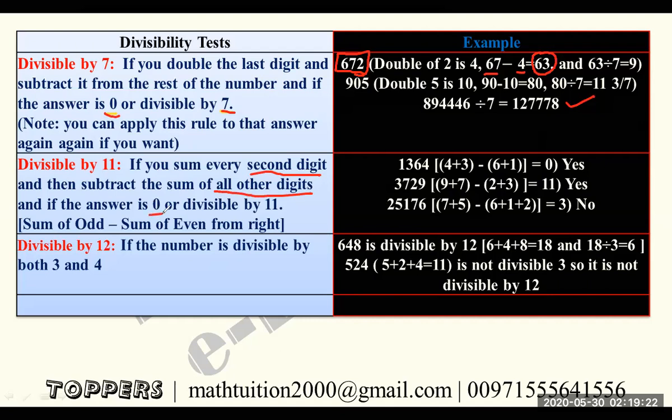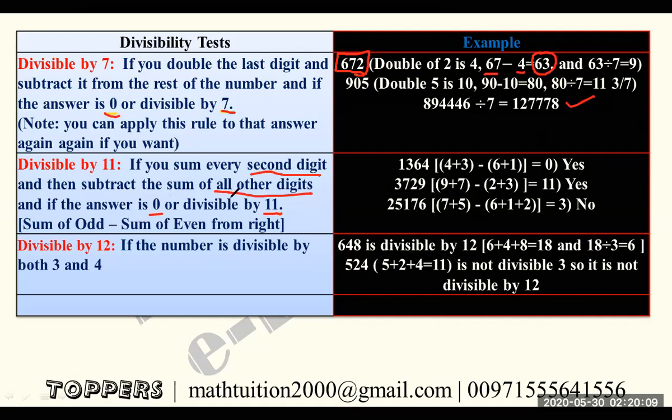If the answer is 0 or divisible by 11, a multiple of 11, then we can say that the number is divisible by 11. By simplification, we can say it like this: we sum all the odd position digits, and we sum all the even position digits, and subtract the smaller from the bigger. If we get 0 or 11 or a multiple of 11, we can say that the number is divisible by 11. Clear?